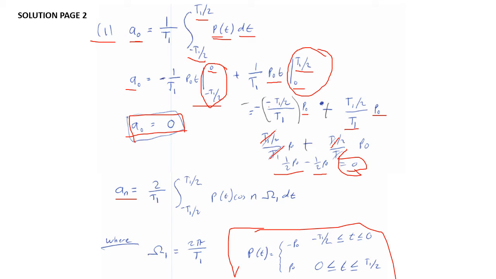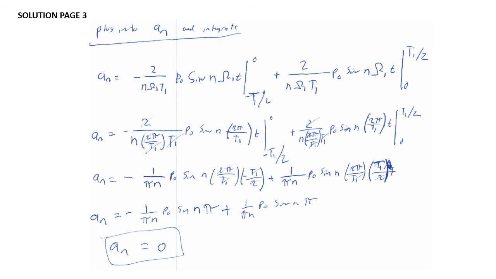A sub n in our general form from 7.4 is 2 over T1 times the integral of negative T1 over 2 to T1 over 2 of now p of t times the cosine of n times our omega 1 t dt, where again we have our omega 1 here of 2 pi over T1 that we can sub in for our omega 1 up here. And again, it's the same intervals here for p naught, negative p naught and p naught there. So we can plug into a sub n and integrate.